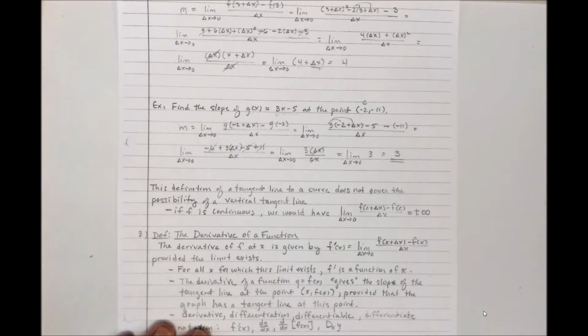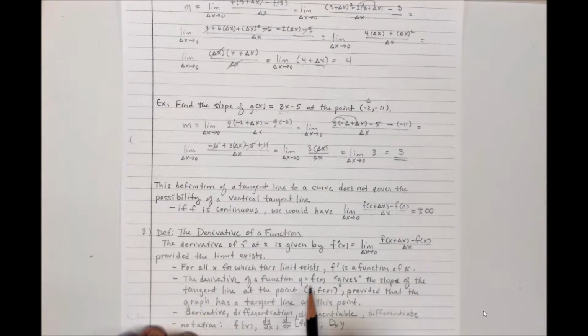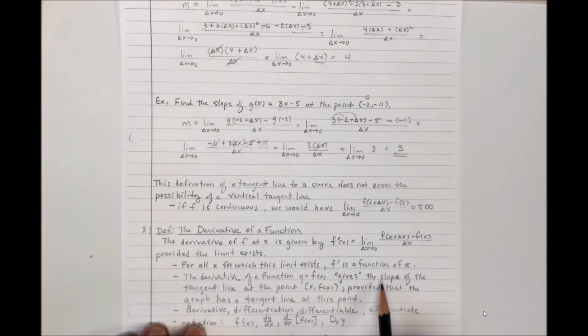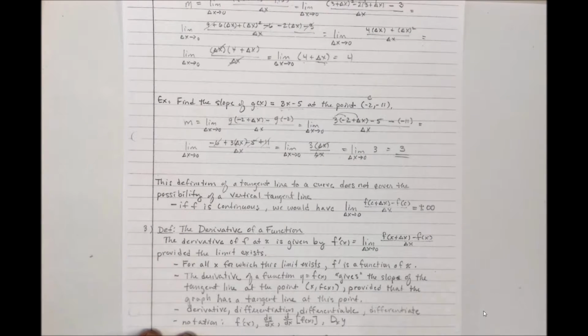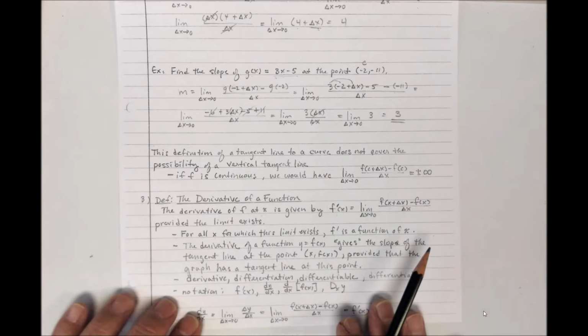So when we have this, if for all values of x the limit exists, then we say that f prime, or the derivative of the function f, is a function of x. So we actually get a new function. It's just called the derivative. The derivative of a function is kind of like a slope finding machine. It gives you the slope of the tangent line at the point x, f of x, provided that the graph has a tangent line at this point. So if you can find the derivative, and you'd like to find the slope of the tangent line at the point 2, 3, since it's a function of x, you just plug 2 in for x into the derivative, and you would have it. Convenient.